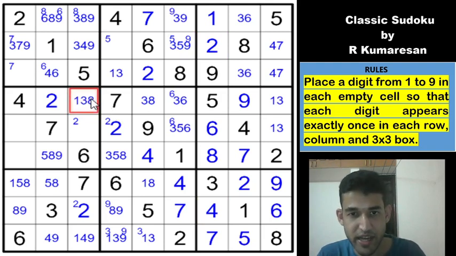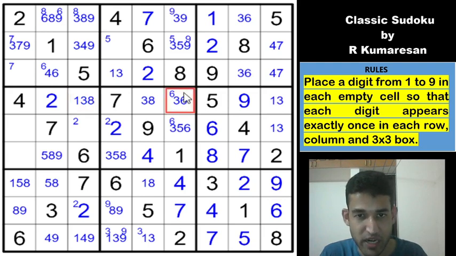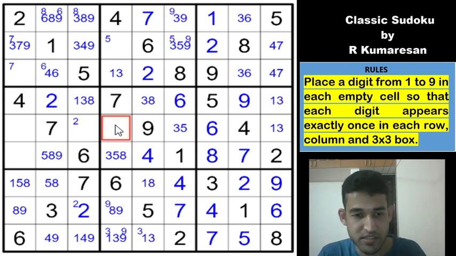This cell is not a 9, so this is 1, 3 and 8, and there is only one cell left for the 6 in row 4, because we have 1, 3, 8 triplet, so this would be a 6. Let me tidy it up. So this is a 3, 5, and this is a 2, right?